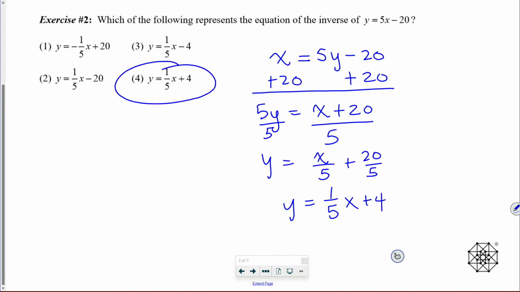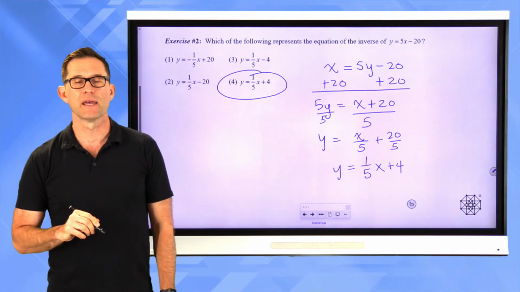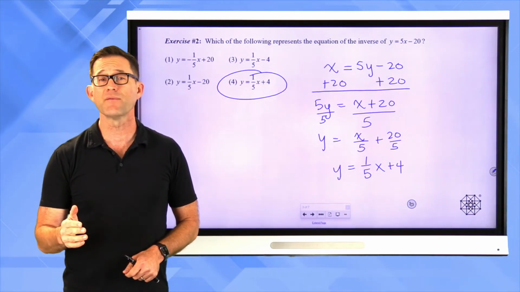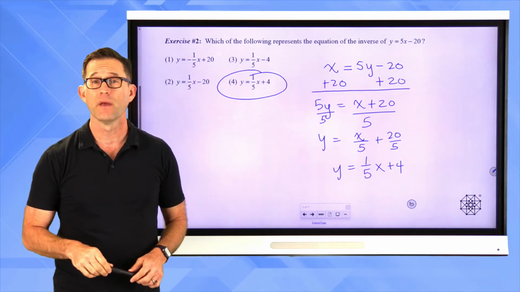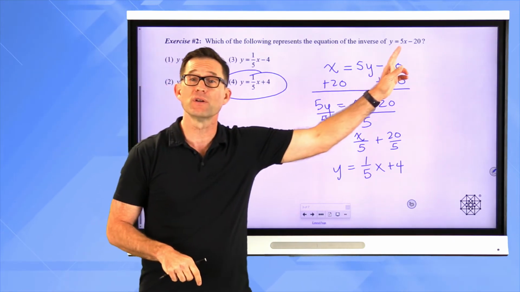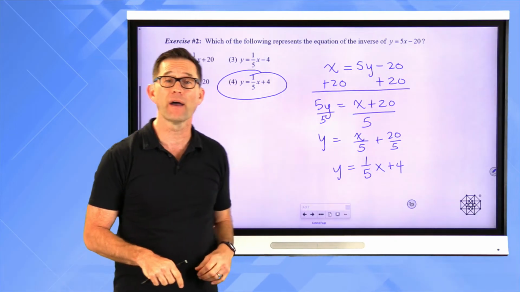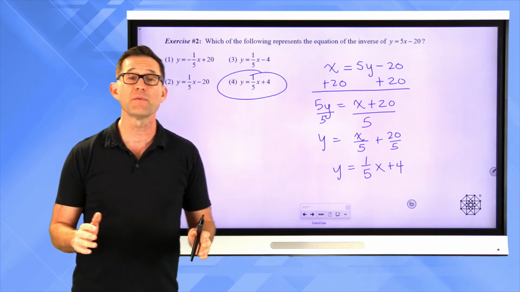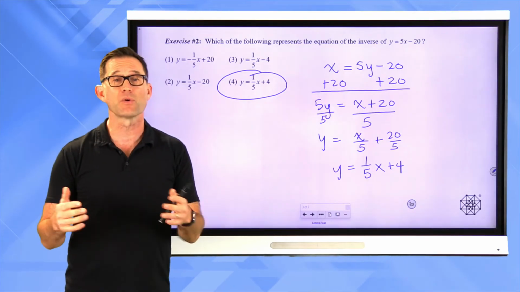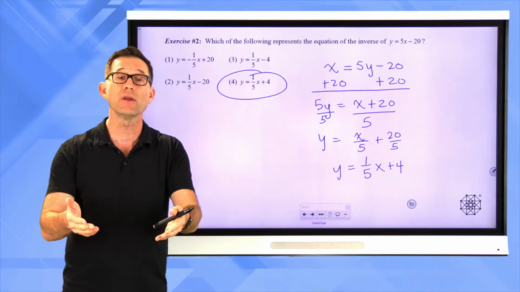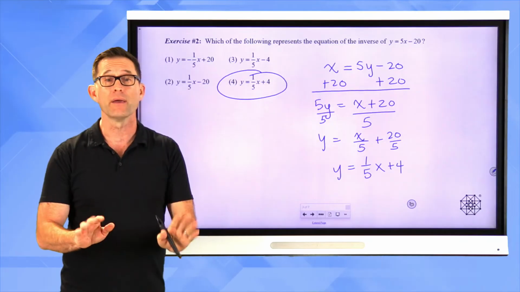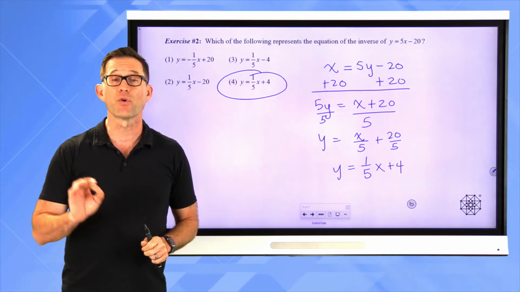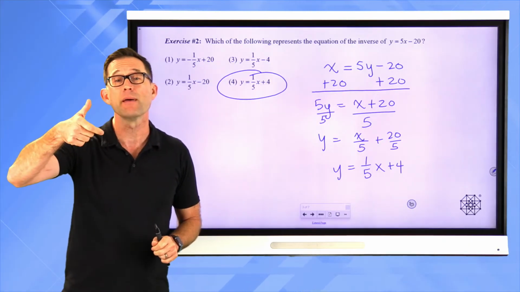And there it is. By the way, notice in our last example, our original linear function had a slope of 2, and its inverse had a slope of 1/2. In this particular problem, our original linear function has a slope of 5, and its inverse has a slope of 1/5. And that will always be the case for the inverse relationship between two linear functions, which is that whatever the slope of the one is, the slope of the inverse is the reciprocal of it, the flip of it, if you will.